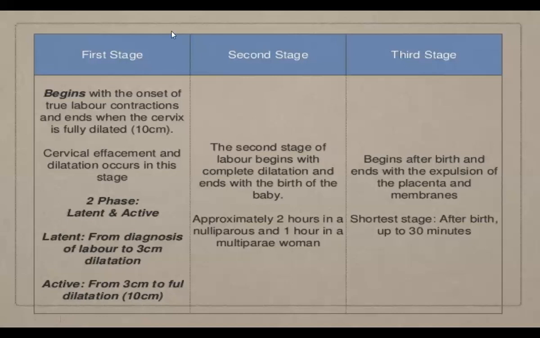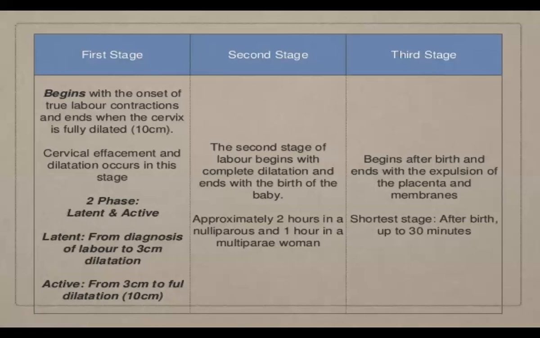Now, what is the second stage? The second stage of labor begins with complete dilatation and ends with the birth of the baby. And how much time does it take? It is approximately 2 hours in a nulliparous woman and 1 hour in a multipara. If the woman has had more than 2 to 4 children, then she is multipara. Nullipara means first time.